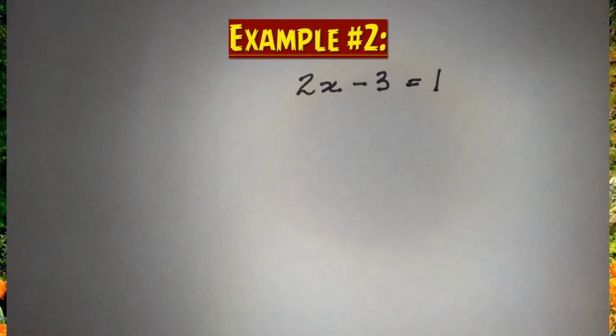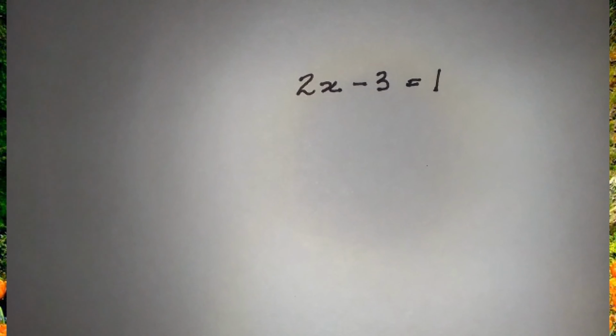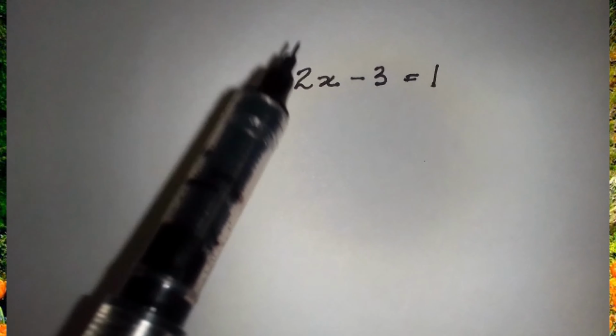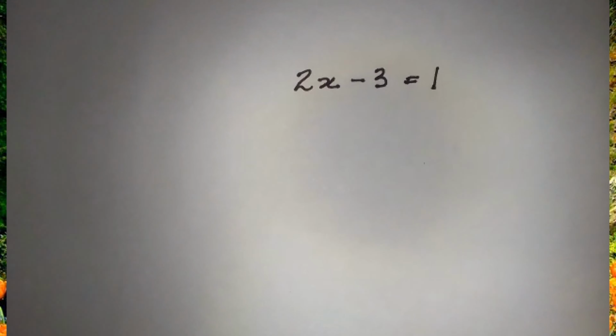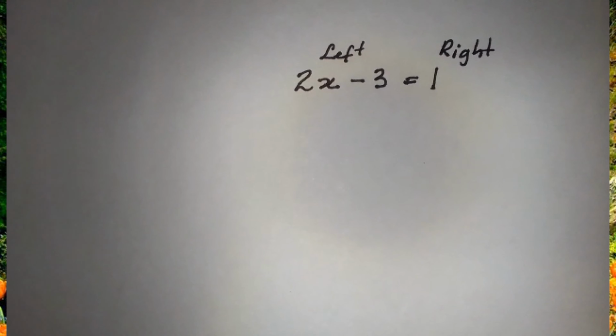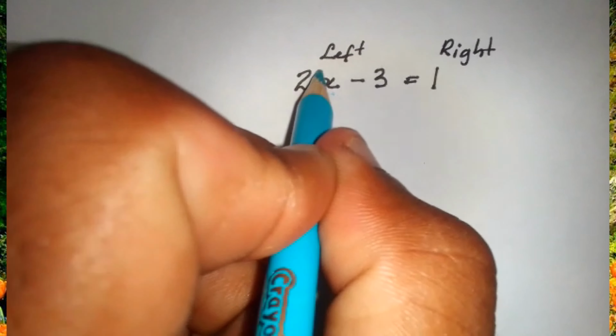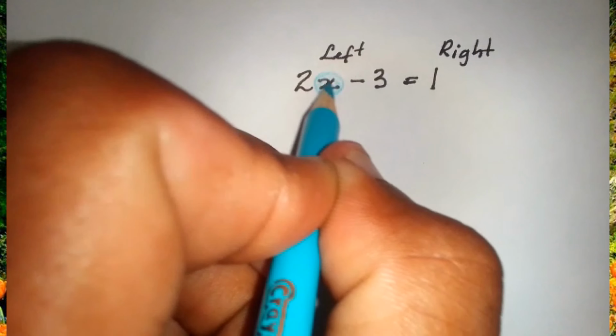So here we have another equation and it might look difficult, but if you keep the process the same, then it's simple, very easy. First you have to think about it. So we say 2x take away 3 is equal to 1. I'm going to label left, right. Now I want x to be on its own. I want to isolate x.